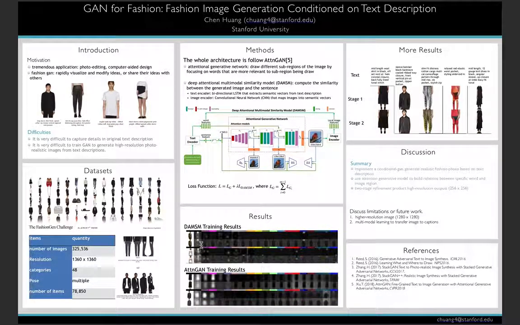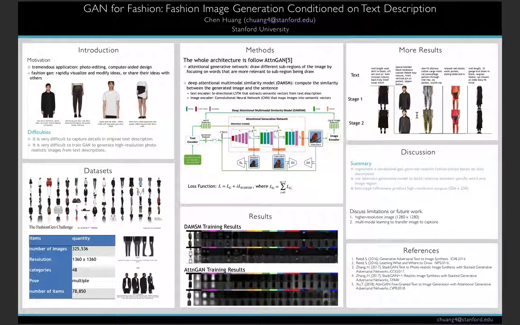So let me show some results. In this training result, we're trying to learn the similarity matrix between the image and the text. And you see there is a highlight in the image corresponding to the text description. After we train this similarity matrix, we directly train the AttnGAN, and this is the result. And this is some more results based on the algorithm. It has two stages. The first stage is just a rough result, and then the second stage is a fine-grained generation, which gets a much higher resolution image.